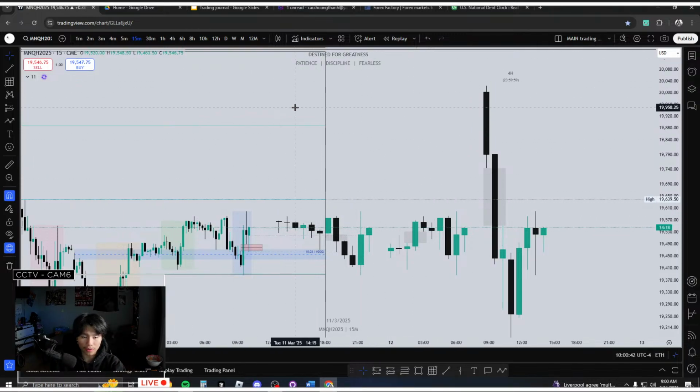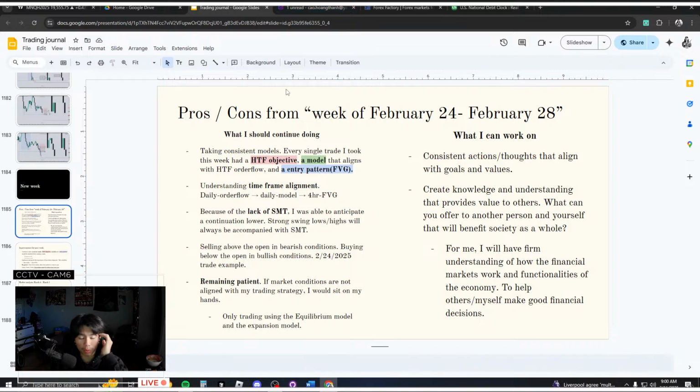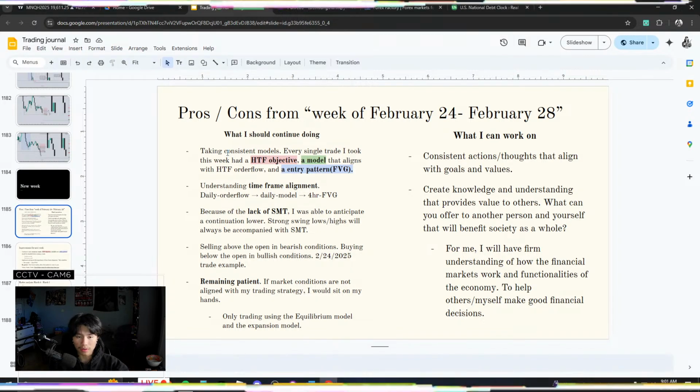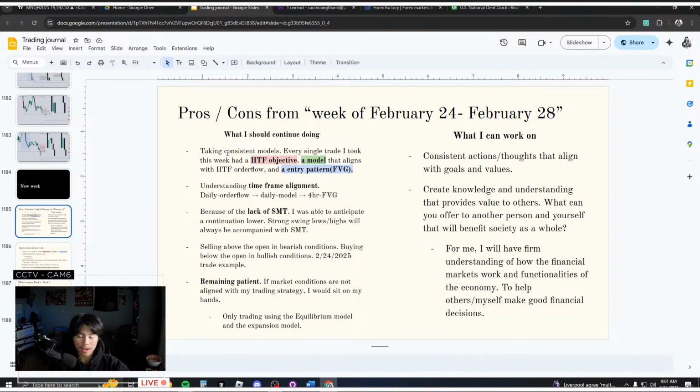So what I'm actually going to do is I'll go over some of the pros and cons here from 2 weeks prior. Start off with the first one here. So consistent models, right? Every single trade that I take, I should be able to identify what a higher time frame objective is, what my model is, how am I going to align myself with the higher time frame objective. That is essentially what my model is. And an entry pattern. My entry pattern will always be a fair value gap.